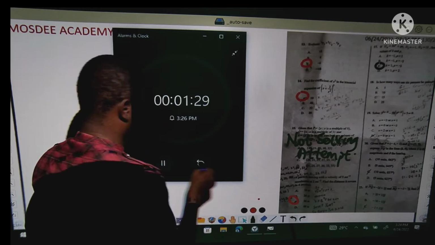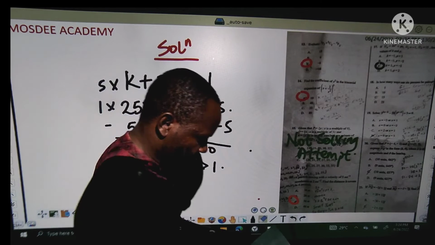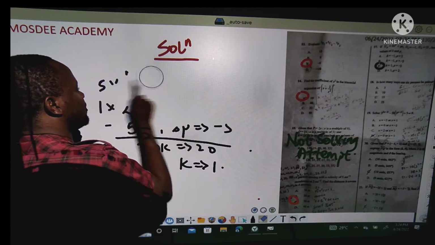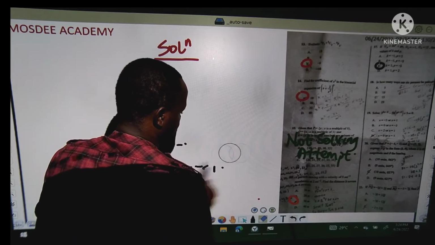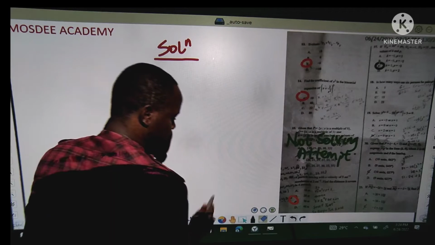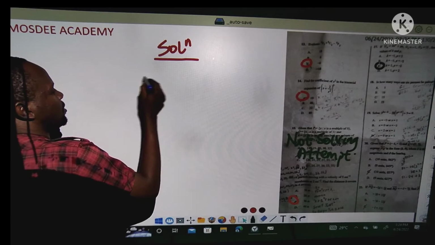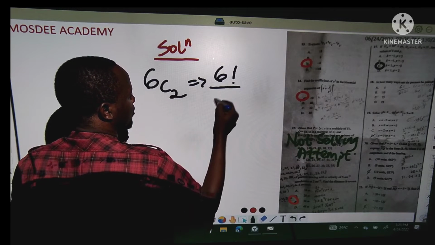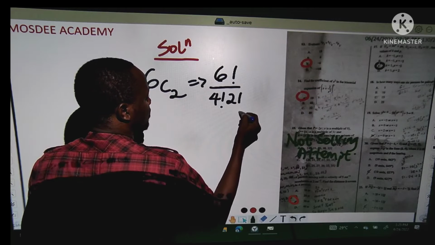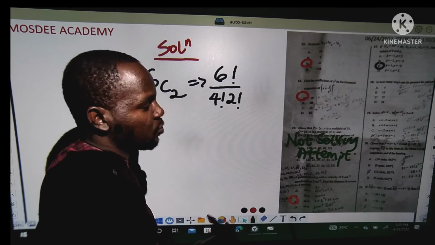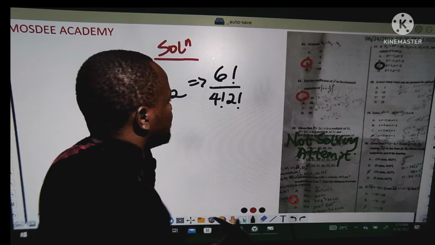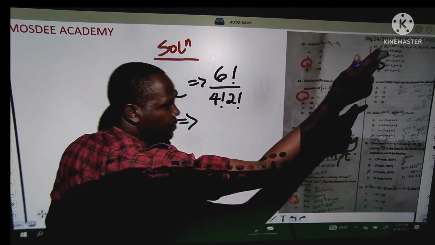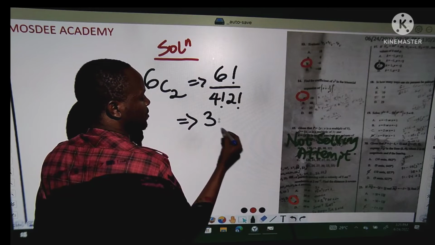Now, the next question says, how many ways can 6 persons be paired? You are pairing, that is 6 combination 2. So pairing, that is double. You are pairing something. So the solution is just 6 combination 2. And you know that it is 6 factorial over 4 factorial, 2 factorial. And say 6 times 5 over 2 times 1. That's the fastest way. I just want to show you. So you know factorial means 6 times 5 times 4. You can write that.